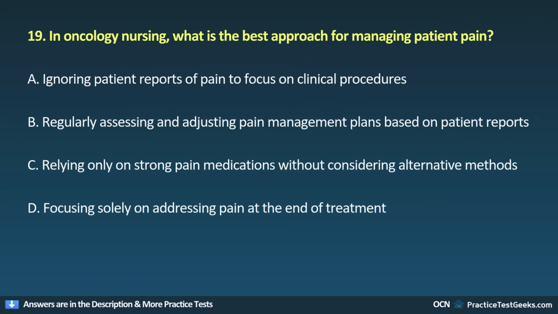19. In oncology nursing, what is the best approach for managing patient pain? A. Ignoring patient reports of pain to focus on clinical procedures. B. Regularly assessing and adjusting pain management plans based on patient reports. C. Relying only on strong pain medications without considering alternative methods. D. Focusing solely on addressing pain at the end of treatment.